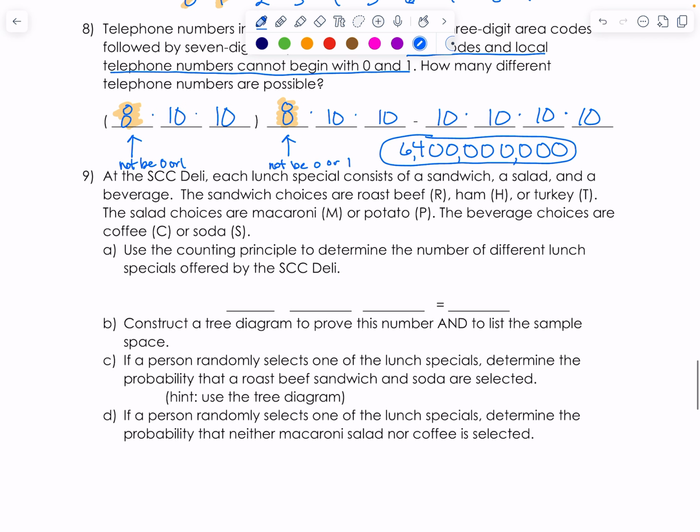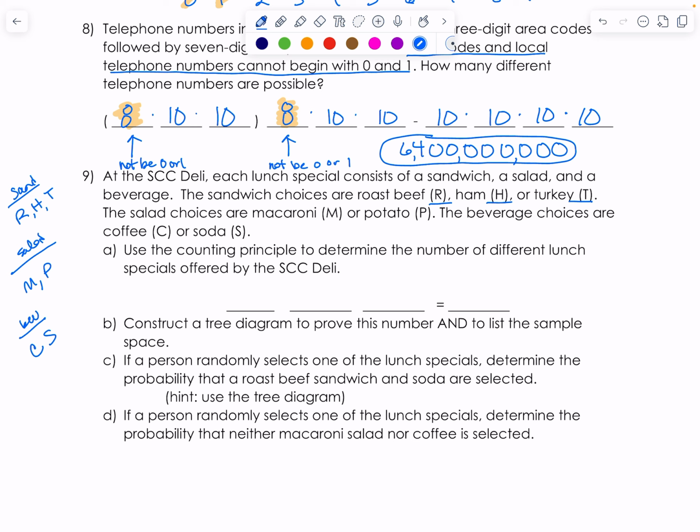Okay, here's another one. At the SEC Deli, each lunch special, we don't have a deli, by the way, each lunch special consists of a sandwich, a salad, and a beverage. The sandwich choices are roast beef, ham, and turkey. And the salad choices are macaroni salad and potato salad. The beverage choices are coffee or soda, okay? Use the counting principle to determine the number of different lunch specials.